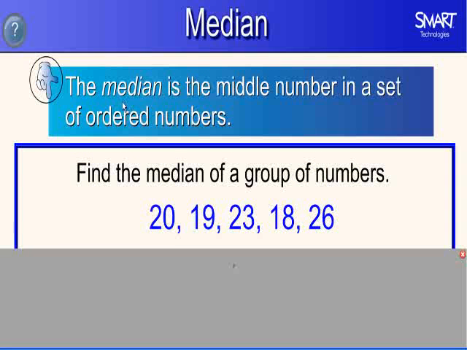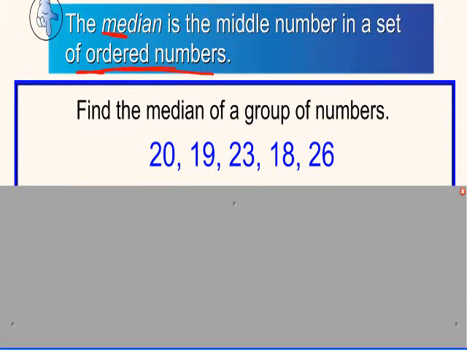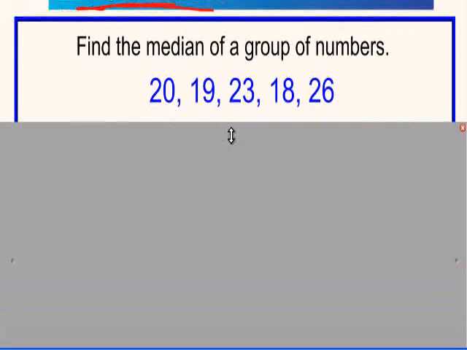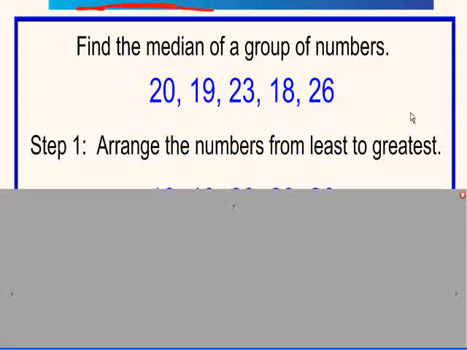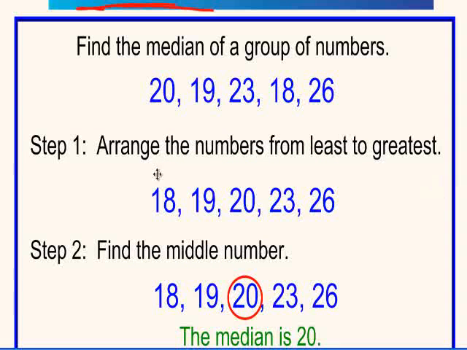Right, the median, so this time is the middle number in a set of ordered numbers. So when we talk about the median, I do have to put them in order. So a little bit more work involved, but nothing that you cannot handle. You know exactly how to put numbers in order. So we're going to arrange them from greatest to least. So 18, 19, 20, 23, and 26. Find the number in the middle.